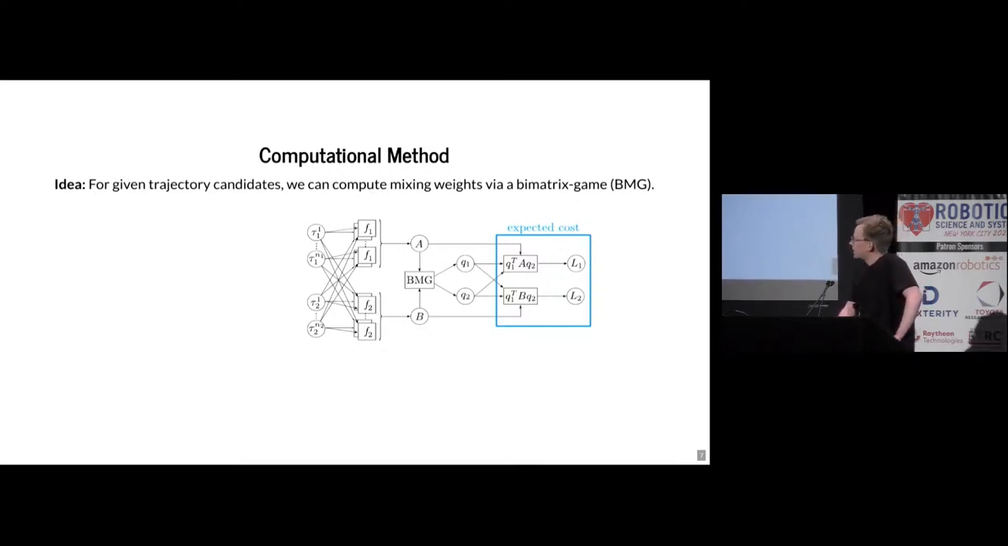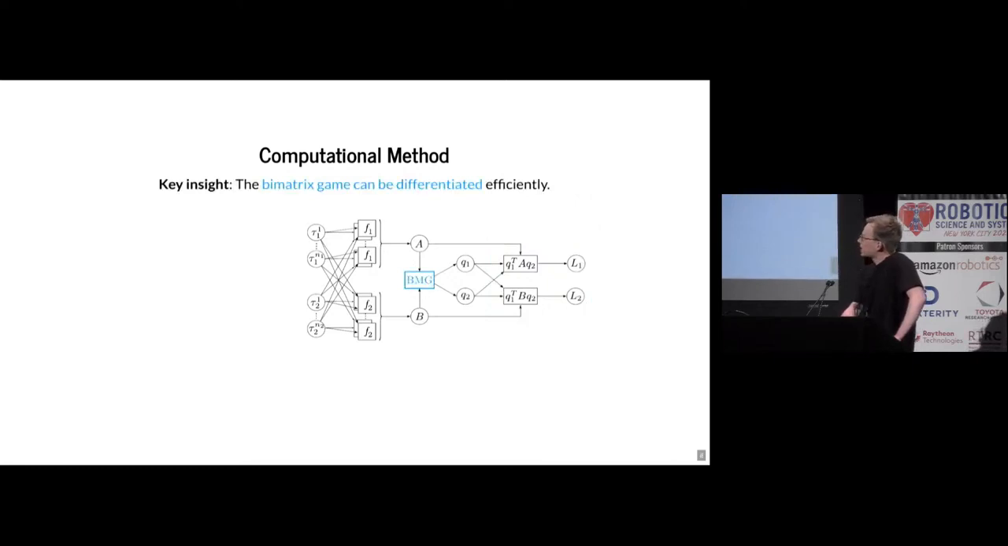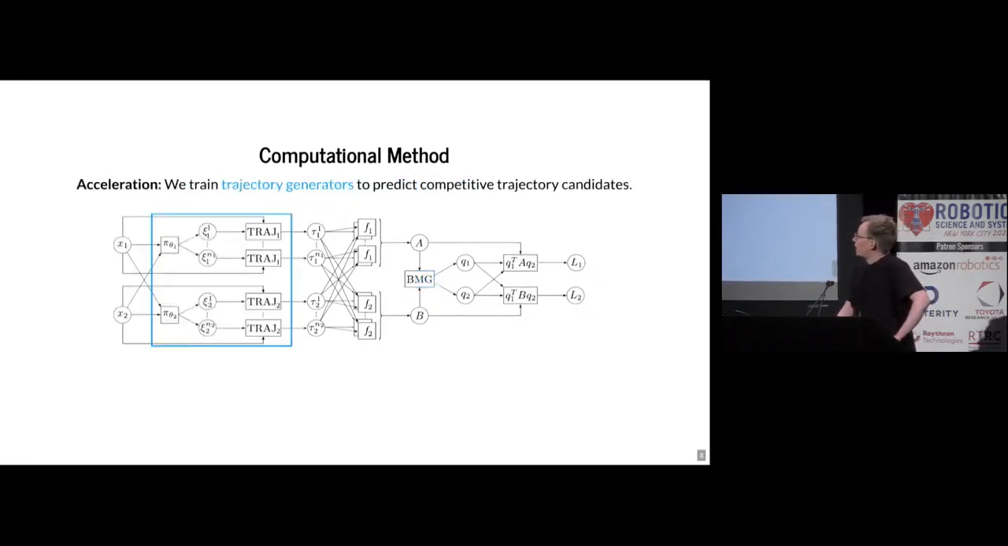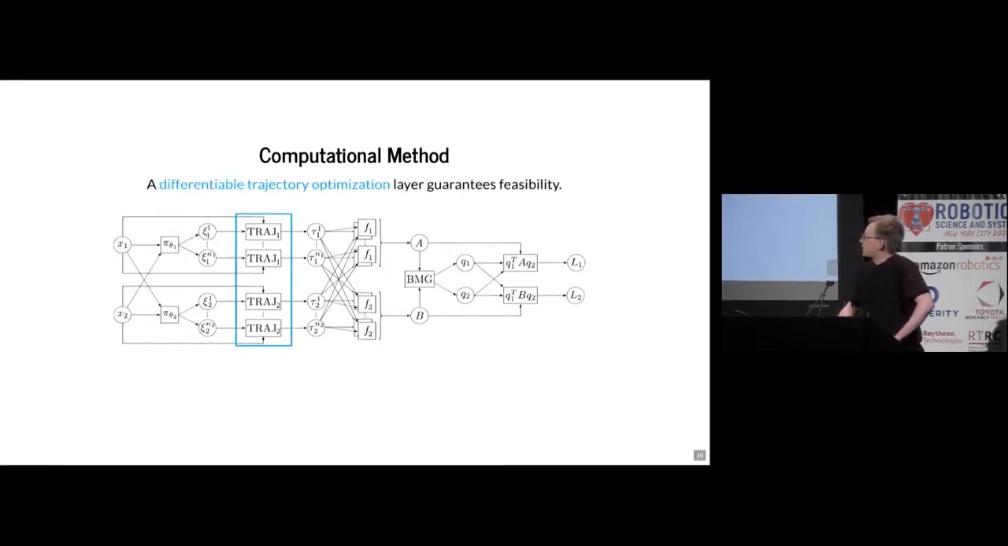And the key insight underpinning our method is that this entire computation is differentiable. In particular, we show that a bimatrix game can be differentiated efficiently. We use this gradient information to train a trajectory generator for each player, which predicts competitive trajectory candidates for given game configurations. And by embedding a differentiable trajectory optimization layer in each of these generators, we further ensure that the generated candidate plans remain feasible throughout the learning procedure. The resulting structured learning policy admits inference and gradient computation within milliseconds on a standard laptop.